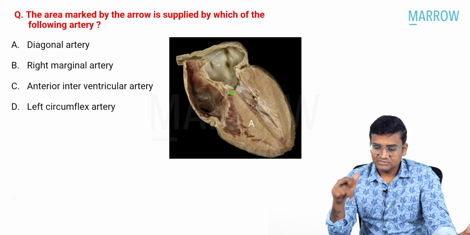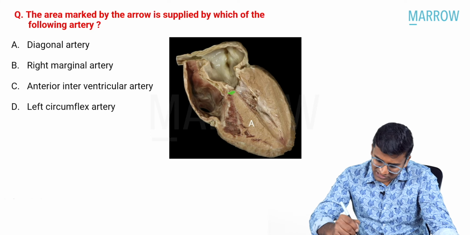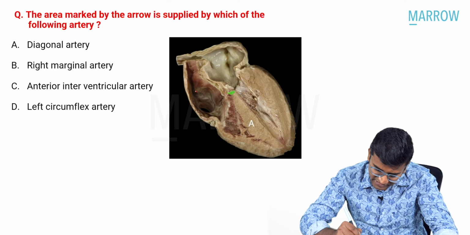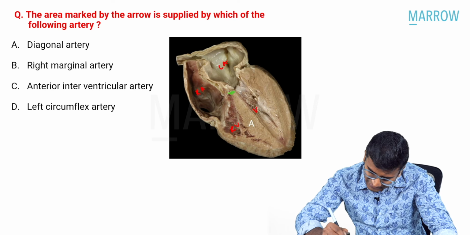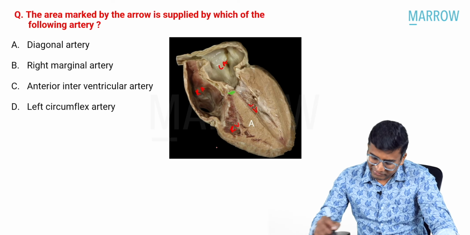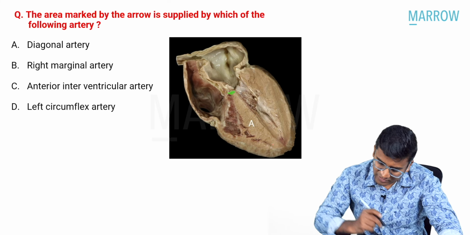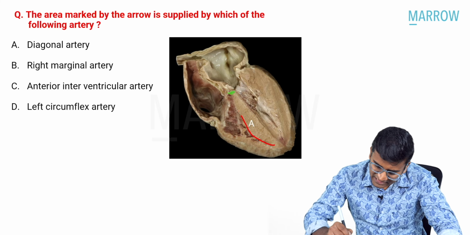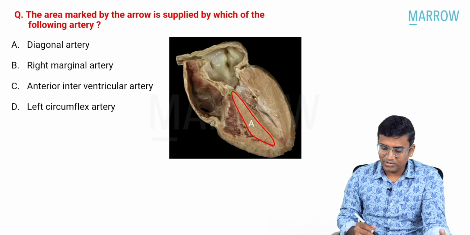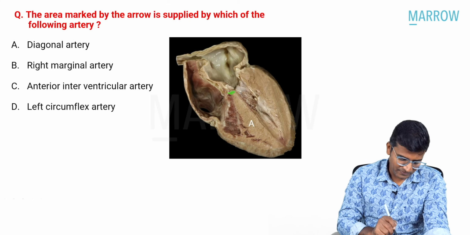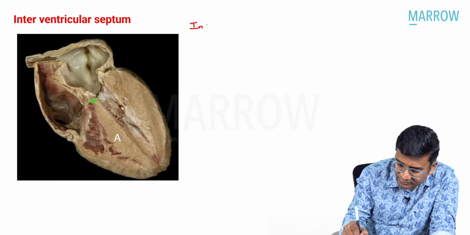Now see the diagram. In the diagram, we are seeing the section. Now in the section, these two are the atrium. This is the right atrium, right ventricle, left atrium and the left ventricle. Now between the two ventricles, you are seeing this structure marked as A. What is that? That is the interventricular septum. So they are asking the blood supply of interventricular septum.